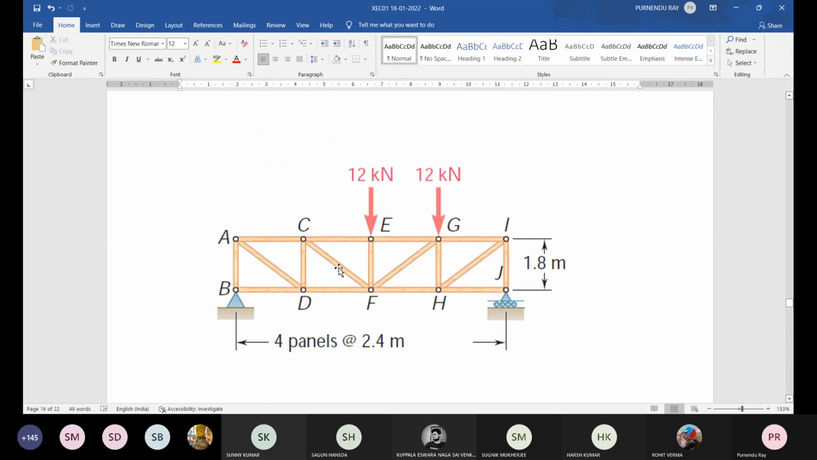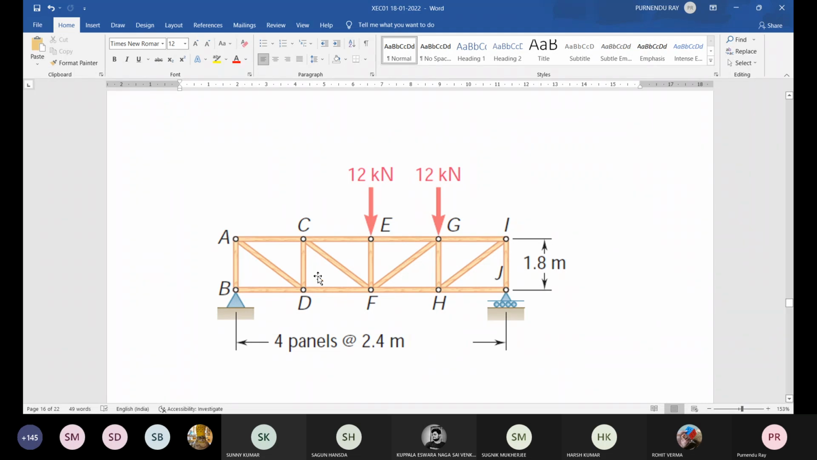Similar thing happens if you are asked to find the force in the member CF, then simply cut it. It will not only cut member CF, it will cut member CE and DF also. You cut it, draw the free body diagram of one side of that, and show the member forces along the inclination of these members, one horizontal CE, one horizontal DF, and here the inclined one. So tension or compression initially you do not know. You need only to indicate the tensile forces, assume, and solve afterward.